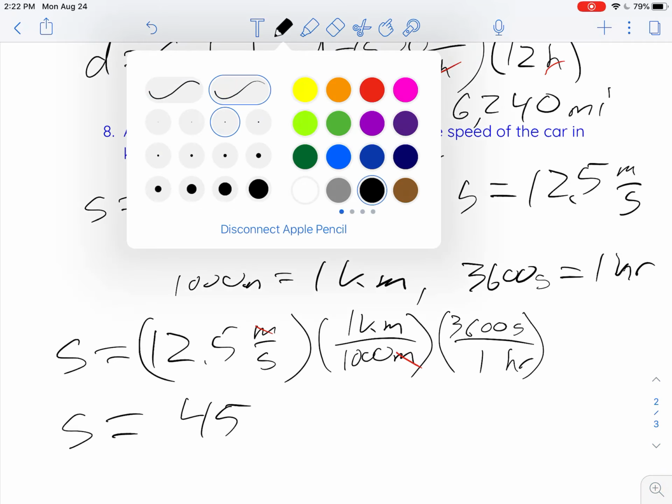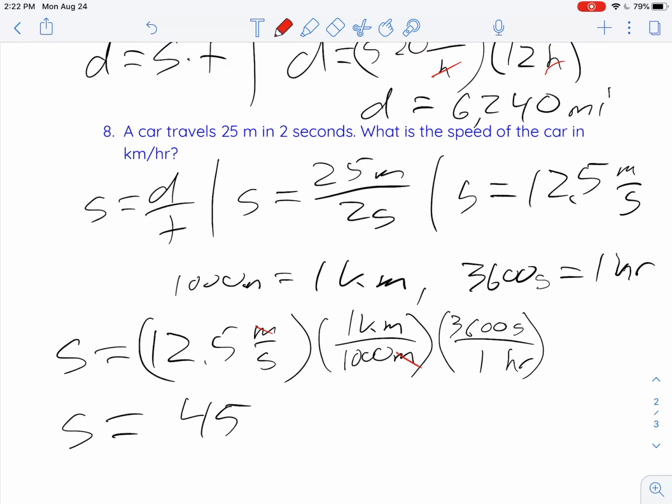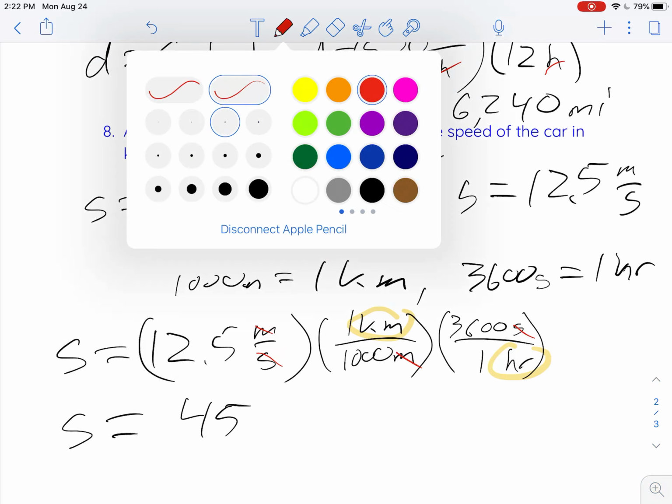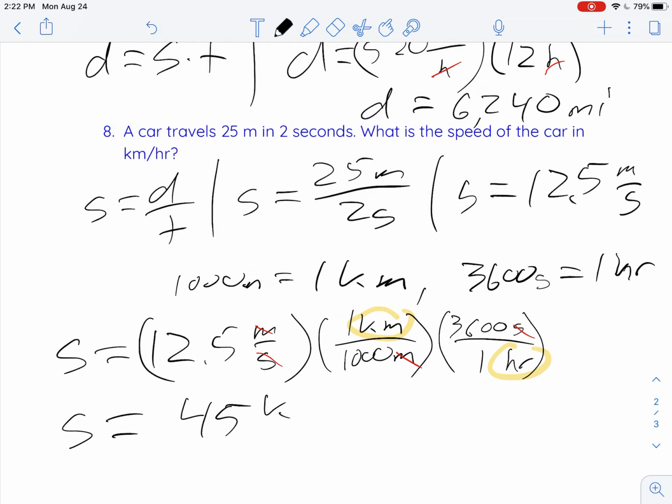And notice that I've already factored out meters, and I've got seconds in the denominator, seconds in the numerator. So what am I really left with here? I've got kilometers in the numerator, hours in the denominator, which means I have successfully converted to kilometers per hour. And there we go, all finished.